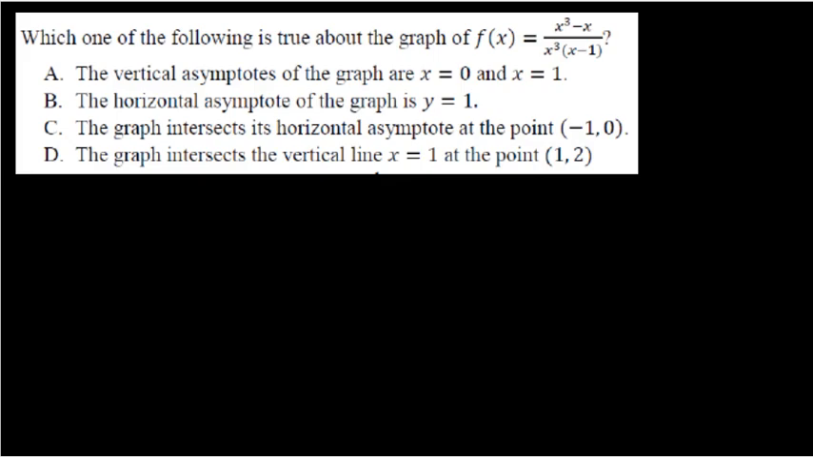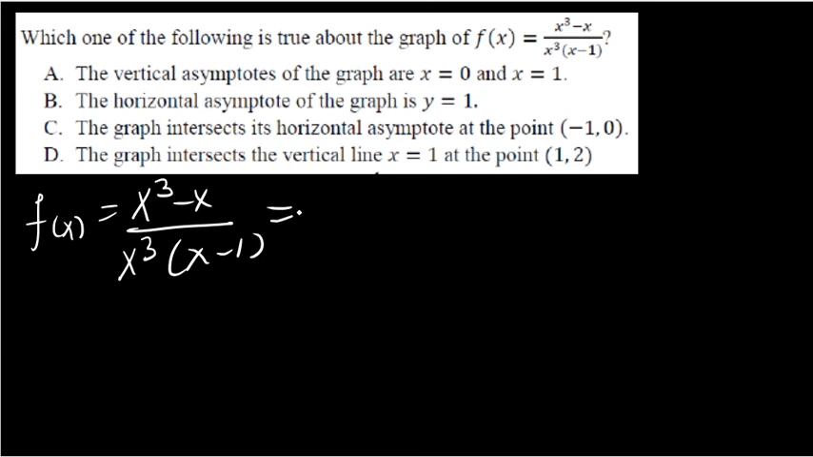Okay, the next question is again a rational function. It says, which one of the following is true about the graph of f of x equal to x cubed minus x over x cubed into x minus 1? Let's write it. F of x is equal to x cubed minus x, the whole over x cubed into x minus 1. This can be written, what's common for these two? It's x, so x squared minus 1, the whole over x cubed into x minus 1.